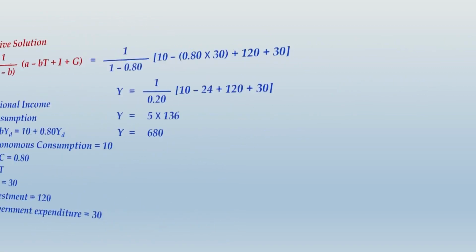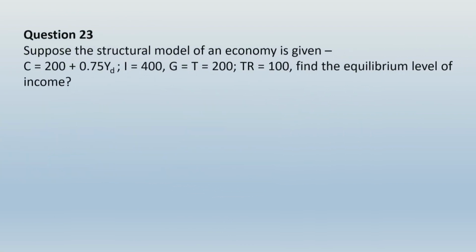Let us move ahead and take up the next question for practice. That will be question number 23. Let us read this question. Suppose the structural model of an economy is given: C equals 200 plus 0.75 into YD, I equals 400, G equals T, that is equal to 200, and TR is given as 100. Find the equilibrium level of income.